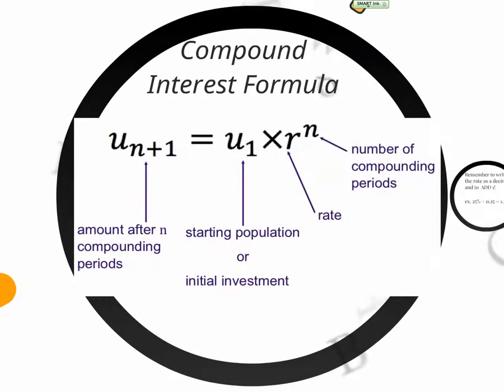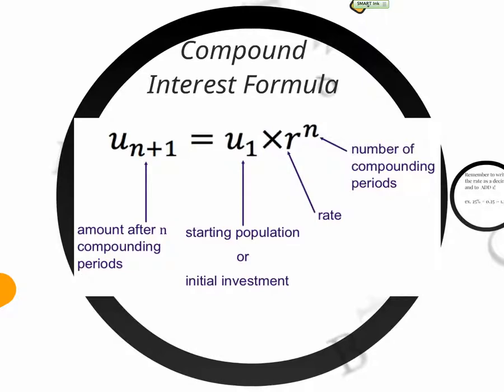And here is the compound interest formula. Now, this one's not in your packet, so make sure you write it down. You can't just look to your packet, but it's very similar. It's slightly modified. So it's u sub n plus 1 equals u sub 1 times r to the nth power. So the only difference from Friday is basically this is not n plus 1, it's just n.